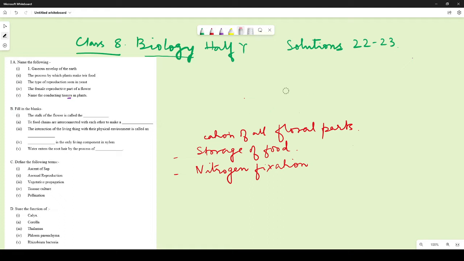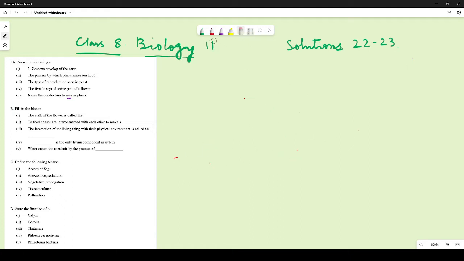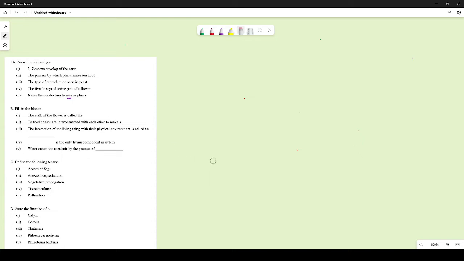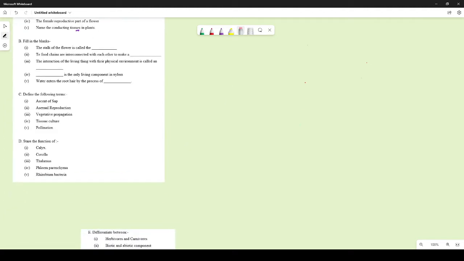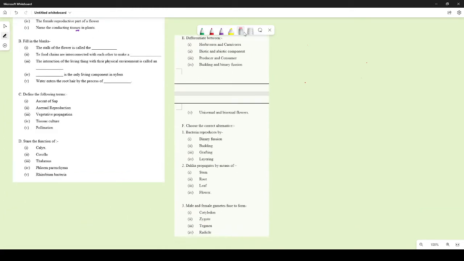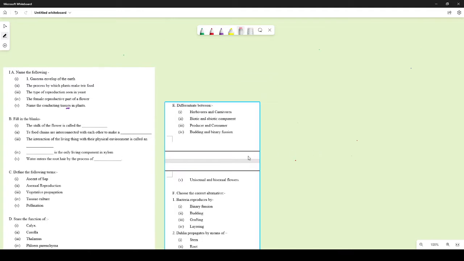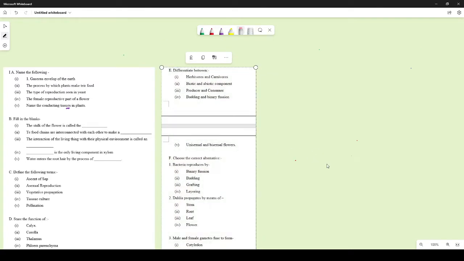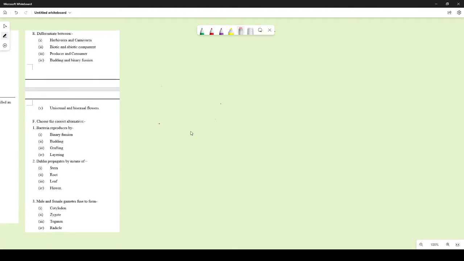Oh, I rubbed off half of the part, so let me rub the entire part. Okay. Right. So now we come to the next part of the question paper. Over here it is. Let me put it up and move it a little bit to the sideways.